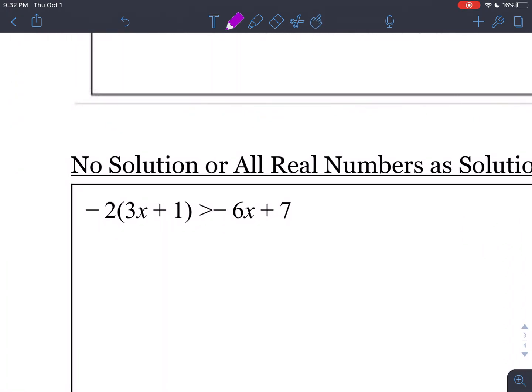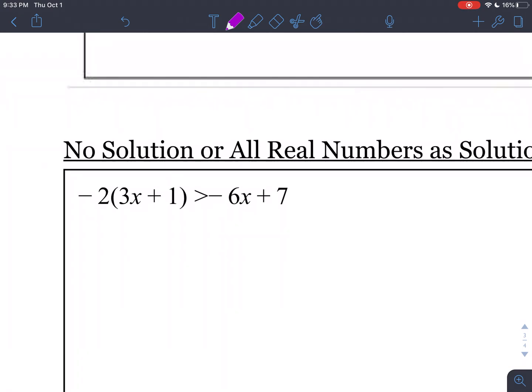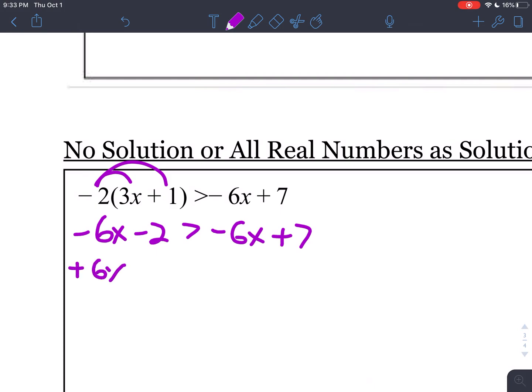Let's look at this one first. We're going to try to solve this inequality, just like we would any other. We're going to start out by distributing this negative 2. So we have negative 6x minus 2 is greater than negative 6x plus 7. Our next step would be to move the x's over. So I'm going to add 6x to both sides.